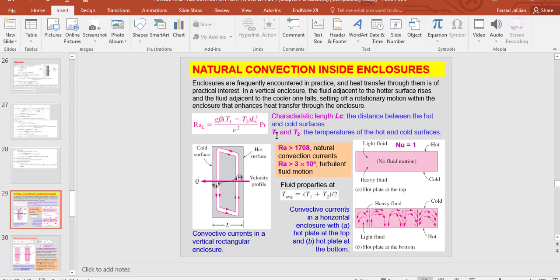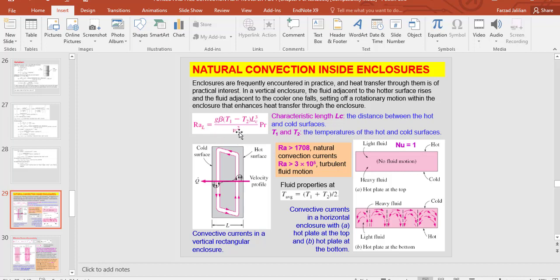And in this equation, T1 and T2 are the temperatures of the hot and cold surfaces, as you can see here. So LC is the distance between these two hot and cold surfaces, and T1 and T2 are the temperatures of those two surfaces. Pr is the Prandtl number, g is the gravitational acceleration, ν is the kinematic viscosity, and beta, which I already introduced, is the volumetric expansion coefficient. We had that in the previous session.